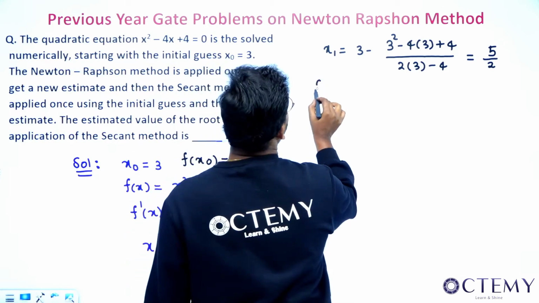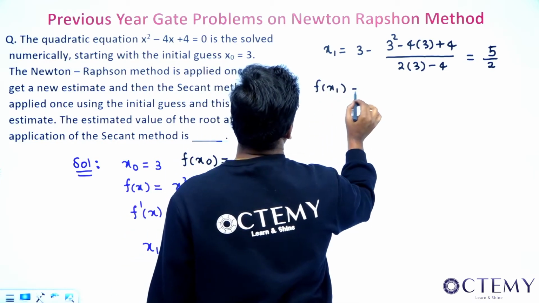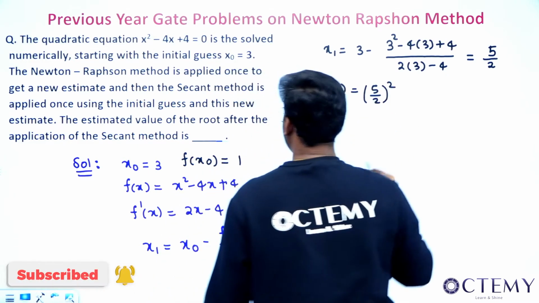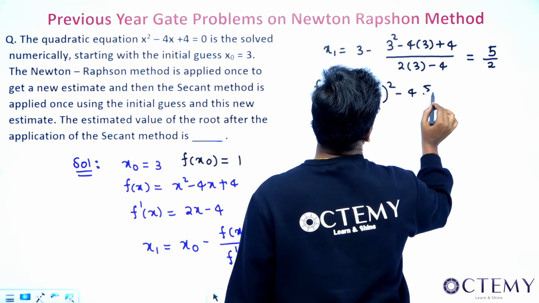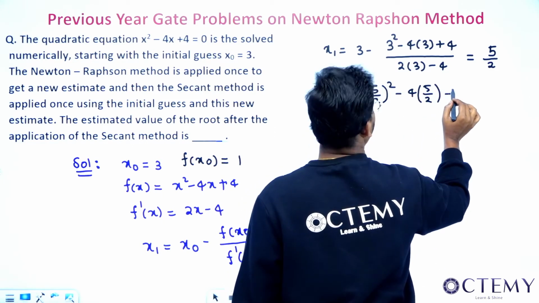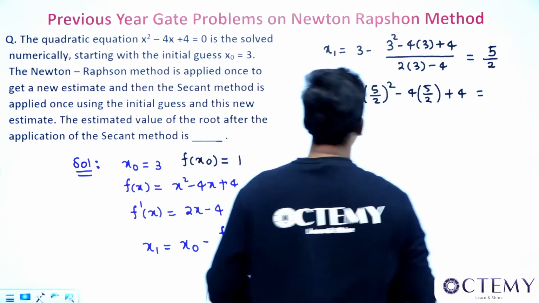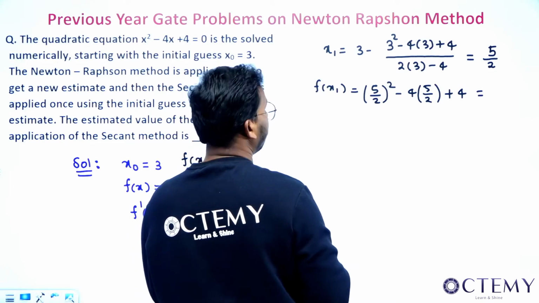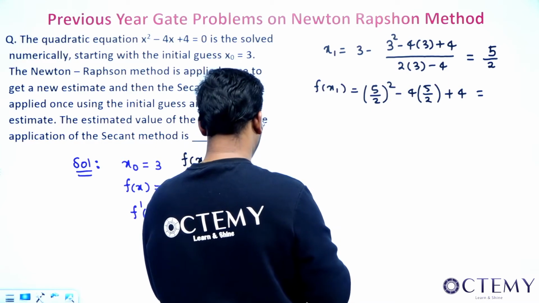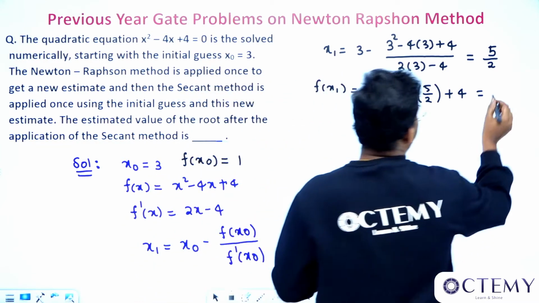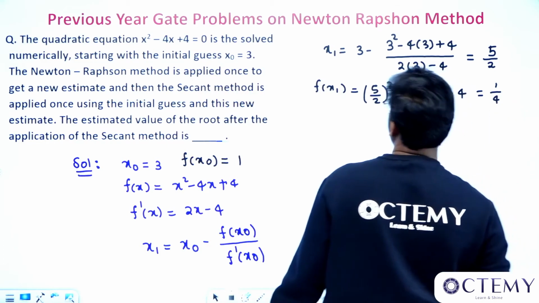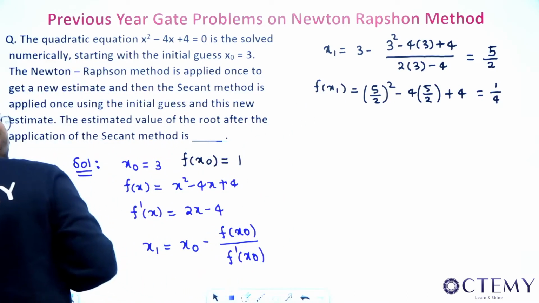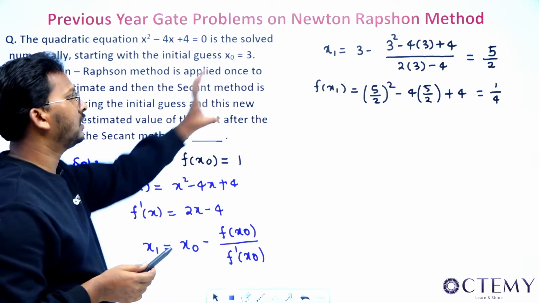What would be your f of x1, sir? The f of x1 would be 5 by 2 square minus 4 into 5 by 2 plus 4. If you calculate this, see sir, what will you get? That is equal to 0.25. This is coming as 1 by 4, which is 0.25, right? Now see sir, what we have to do. This is the new estimate we got using your, sorry, using your NR method. This is the new estimate you got.